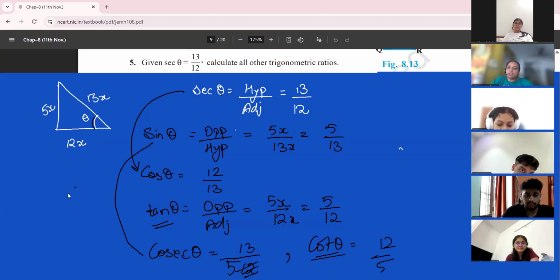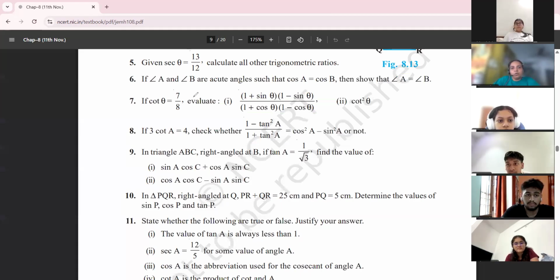चले आगे, सबको समझ में आया? How to save in a few seconds? Tejas, did you get it or not? Yes, ma'am. Okay. So now we are starting with question number 6.